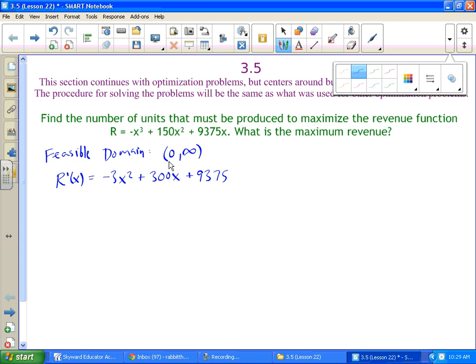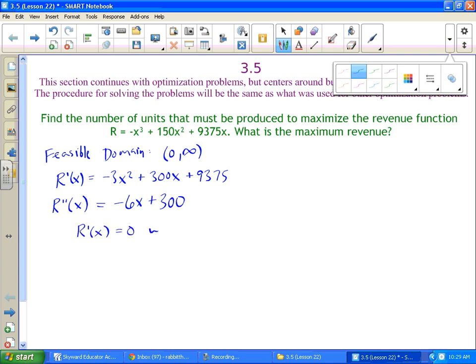Okay, what else do I need if I'm going to use a second derivative test? Probably the second derivative, right? And here the derivative is really easy to take, so I'm going to use the second derivative test. Whenever the derivative is easy, I use that. So take the derivative and I get negative 6x plus 300. And then what do I do? I find where the derivative is 0, right?